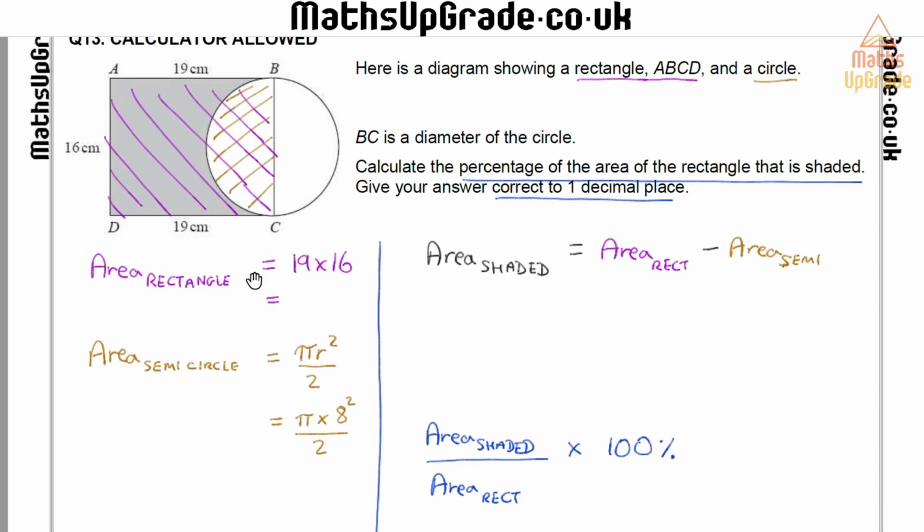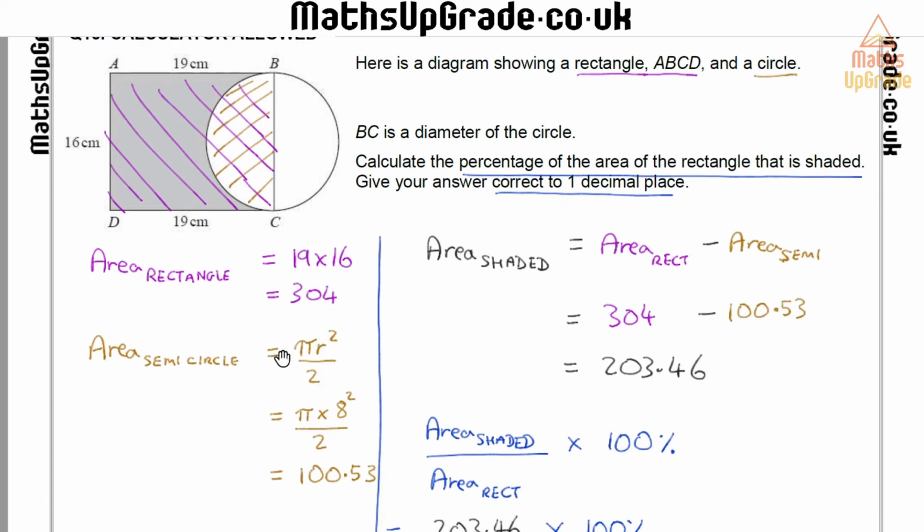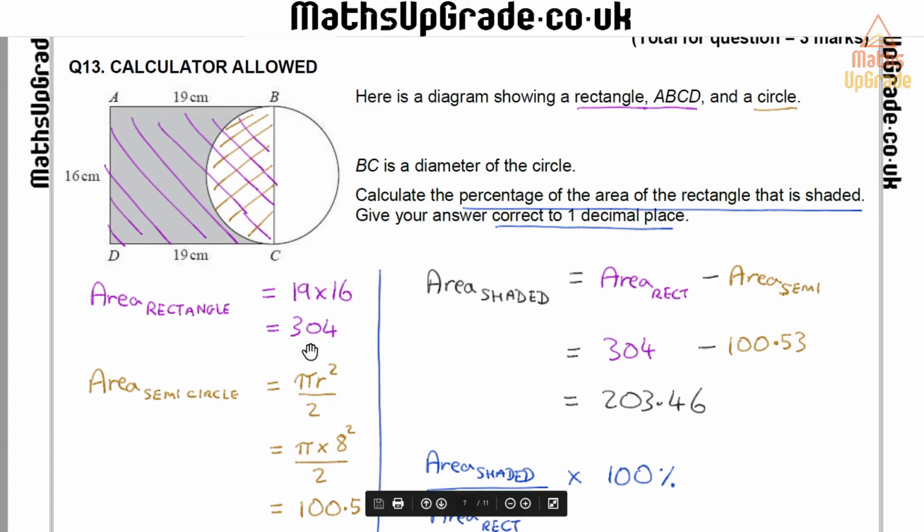First of all, the area of the rectangle. The rectangle is given by 19 by 16, so 19 times 16 is 304. The area of the circle is given by this formula here, pi r squared. You've got to be careful here because the radius is half of this diameter. The diameter is 16, half of that is 8, so pi times 8 squared, 100.53. So this is the area of the rectangle, the purple area here. The brown area is the area of the semicircle. So the area which is shaded, we can find that out by just subtracting those 2 values. So that gives us 203.46.